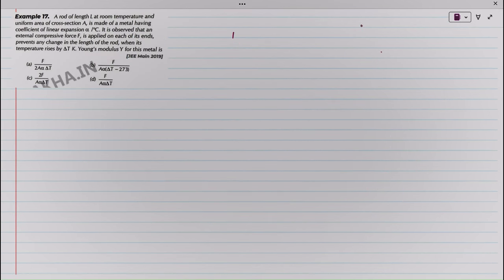Okay, a rod of length L at room temperature, with a uniform cross-sectional area A, is made up of a metal having coefficient of linear expansion alpha per degree Celsius. It is observed that an external compressive force applied on both ends prevents any change in the length of the rod when its temperature rises by ΔT Kelvin. We have to find the Young's modulus of the material.